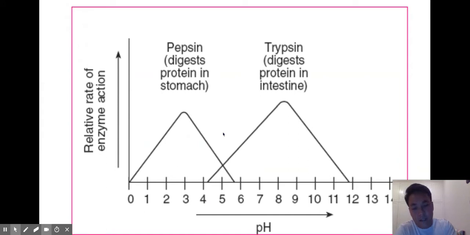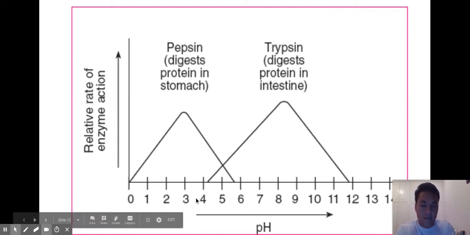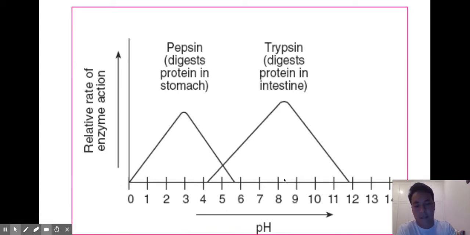Well, do you have different pHs at different spots in your body? The answer is yes. Right? Your stomach's more acidic, your intestines are more basic, so they have different enzymes. Right? Pepsin works well in your stomach and in pH of 3, whereas trypsin works well in your intestines at pH like 8.5.